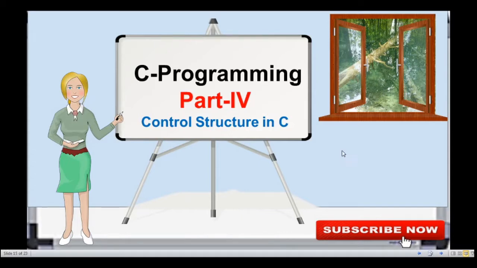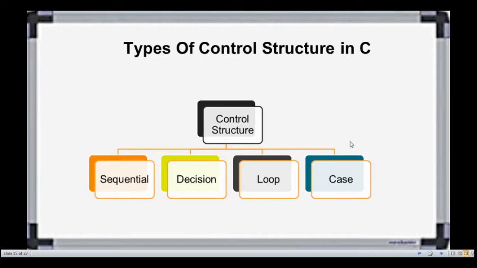Our topic is control structures in C. Why are we using control structures? To control the flow of execution of your program, we are using different control structures. Here are the different types of control structure.